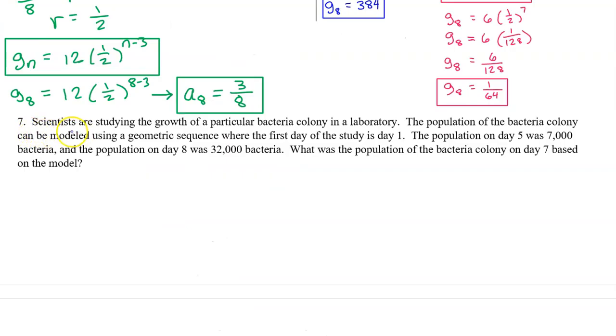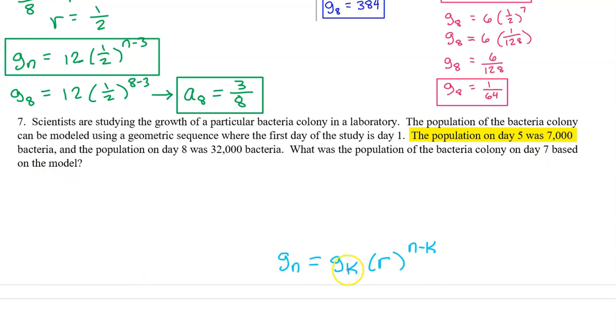Number 7. Scientists are studying the growth of a particular bacteria colony in a laboratory. The population of the bacteria colony can be modeled using a geometric sequence, where the first day of the study is day 1. The population on day 5 was 7,000 bacteria, and the population on day 8 was 32,000 bacteria. What is the population of the bacteria colony on day 7 based on the model?